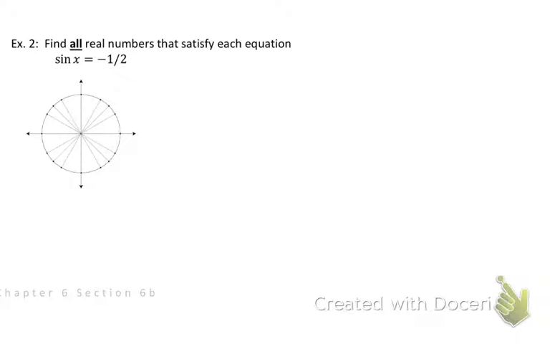We have sine of x equals -1/2. That means I need to find first everywhere on my unit circle where sine equals -1/2. Can someone tell me the 2 places where sine of x equals -1/2? Go ahead. 7 pi over 6. Yeah, 7 pi over 6 and 11 pi over 6.